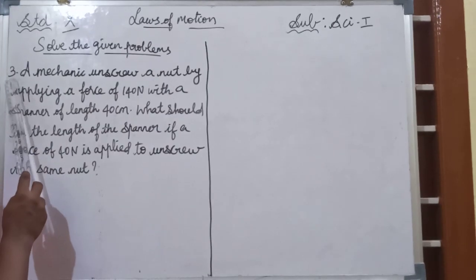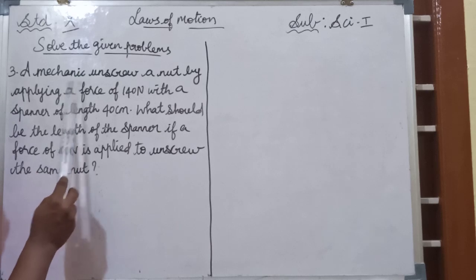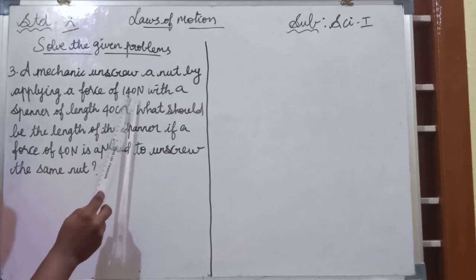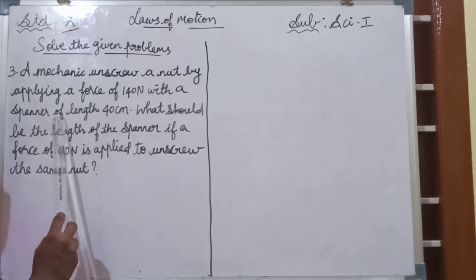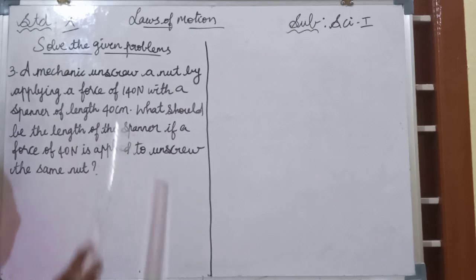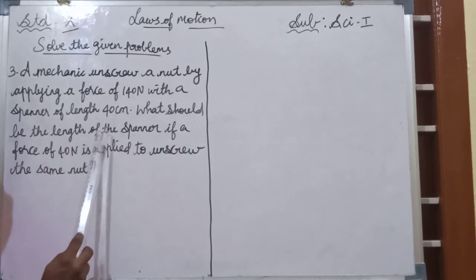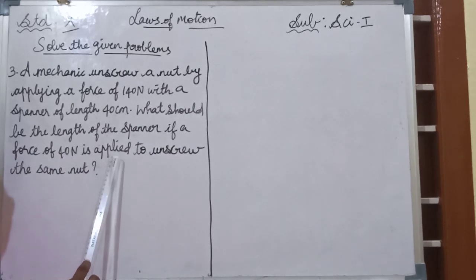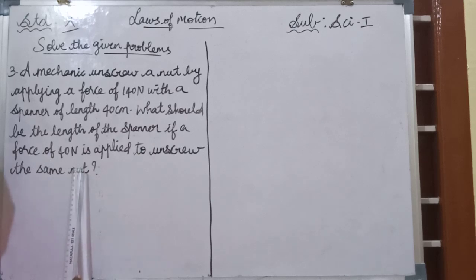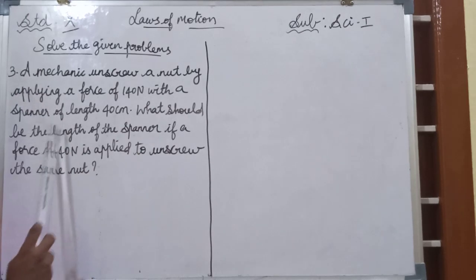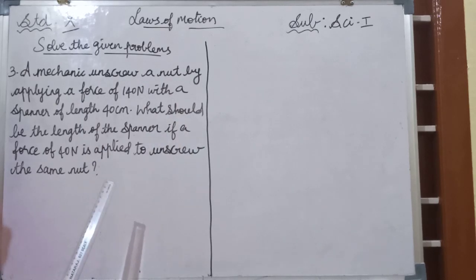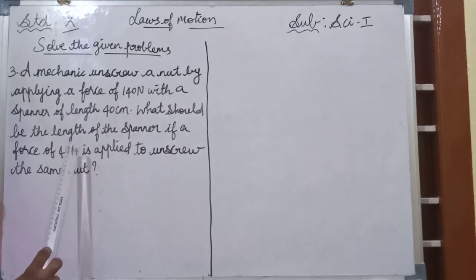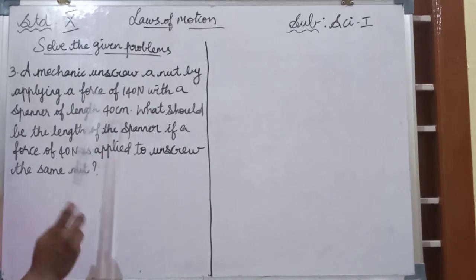Now let's move on to the third question. A mechanic unscrews a nut by applying a force of 140 N with a spanner of length 40 centimeter. What should be the length of the spanner if a force of 40 N is applied to unscrew the same nut? Now there is a mechanic who wants to unscrew a nut. He is giving a force of 140 N and the length of the spanner is 40 centimeter.